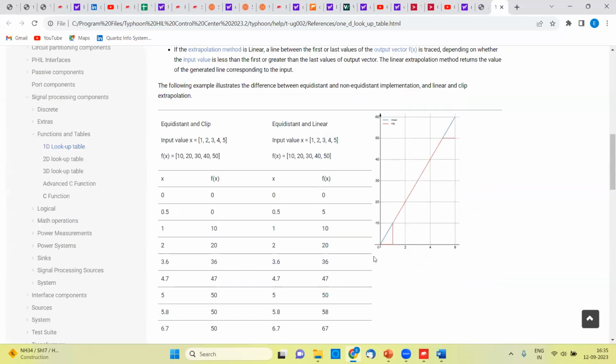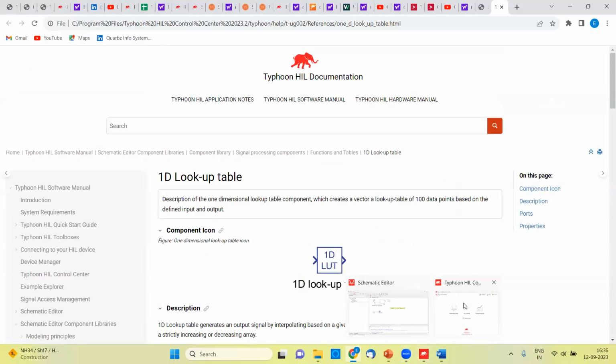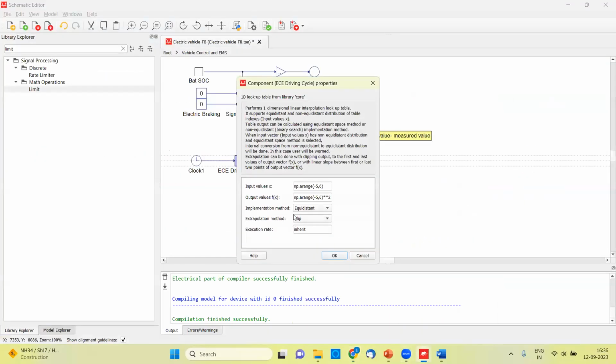And other than that, we have a few more options in this lookup table. Like you can see, we have the type of implementation method. Implementation can either be equidistant or non-equidistant according to the X and Y values which you are providing. Then we have the extrapolation method also. You must be aware of extrapolation. In this, we have the option of clip as well as linear. Then we can also define the execution rate over here.